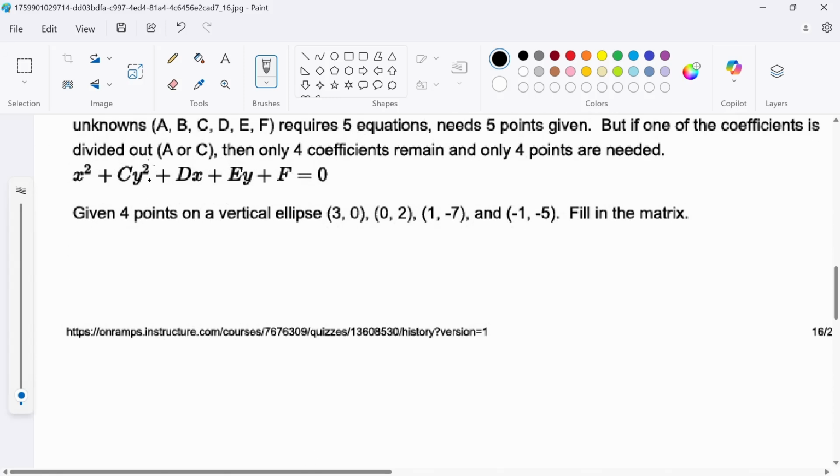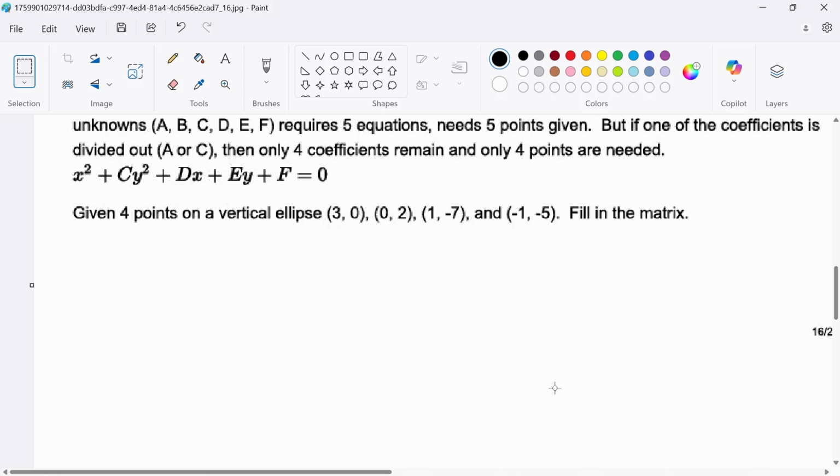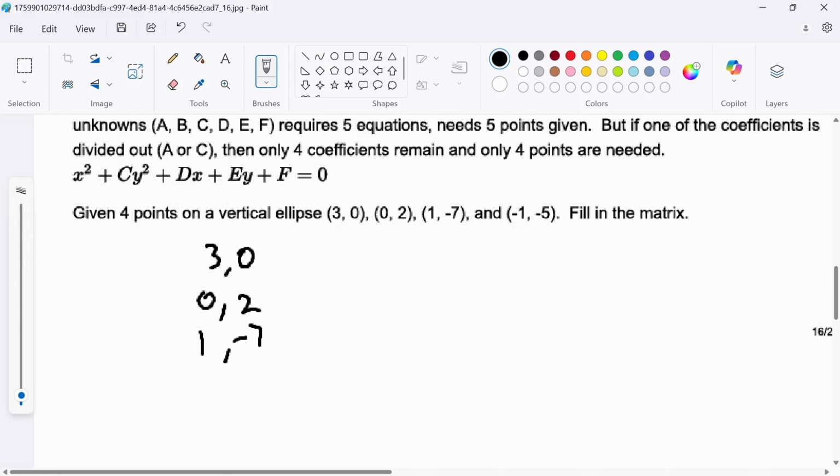So here are my points. I'm going to make some room down here. And again, remember, see these zeros in here? I'm going to have like 0e or 0d or something, but I still have to put zeros in for those in the matrix, or else it's not going to solve correctly. So I've got 3, 0, 0, 2. Those are placeholders. 1, minus 7, and negative 1, negative 5.